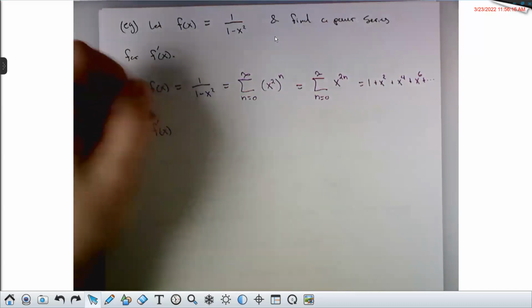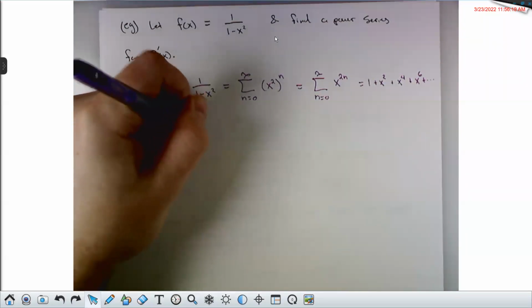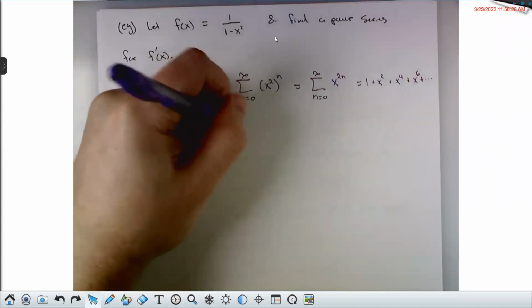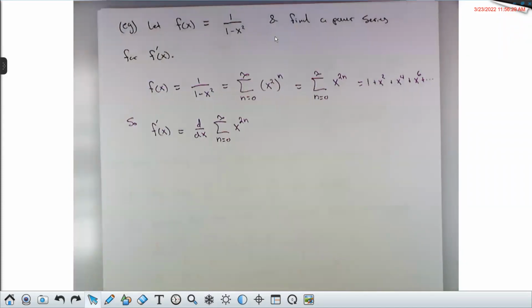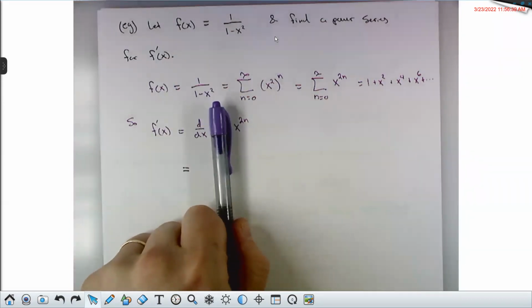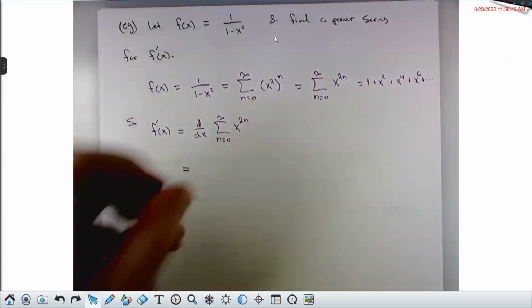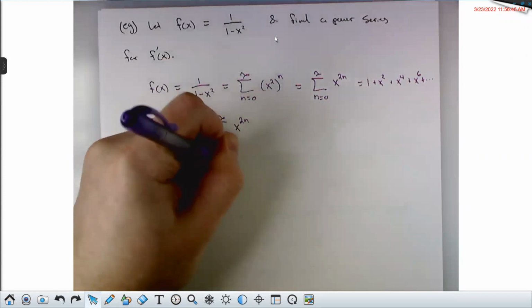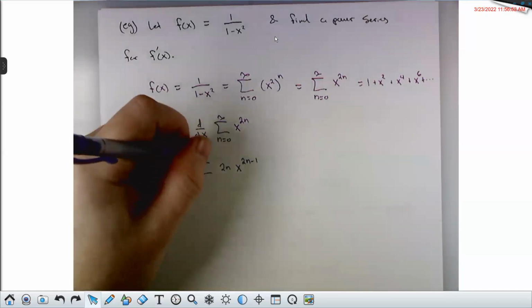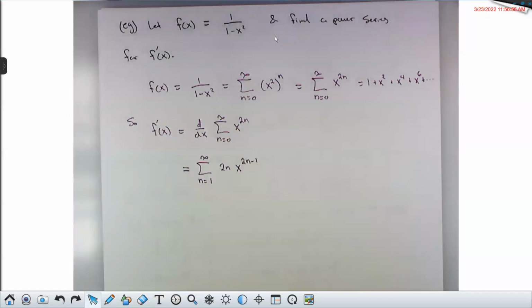So f primed here is going to be d dx of sigma n from 0 to infinity x to the 2n. And remember what the idea here is, you just ignore the sigma, basically. Just differentiate the x to the 2n. So you get 2n times x to the 2n minus 1. And the new sum is going to run from n equals 1 to infinity. We changed the n equals 0 to an n equals 1 because the series we're differentiating does have a constant term.